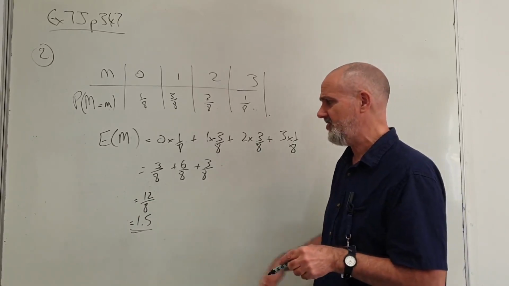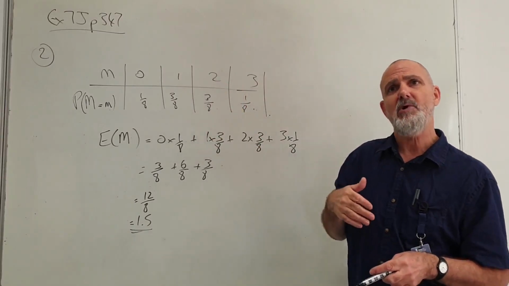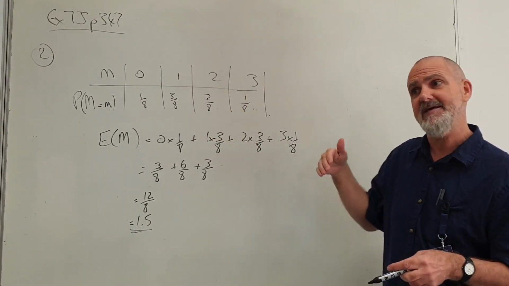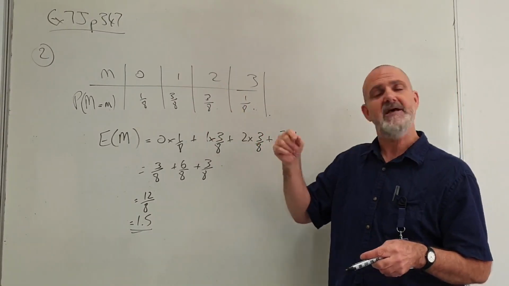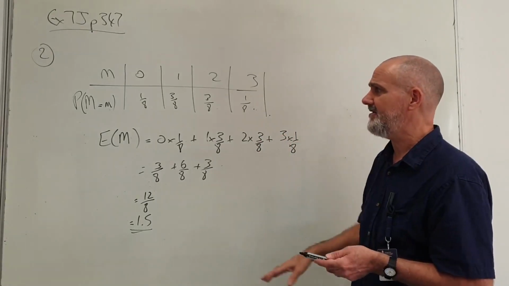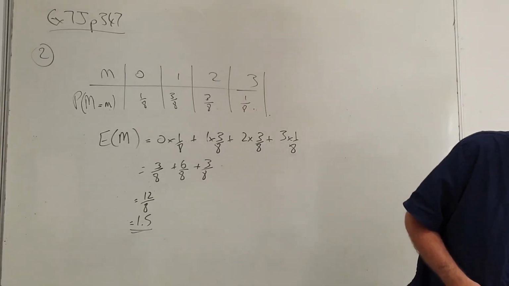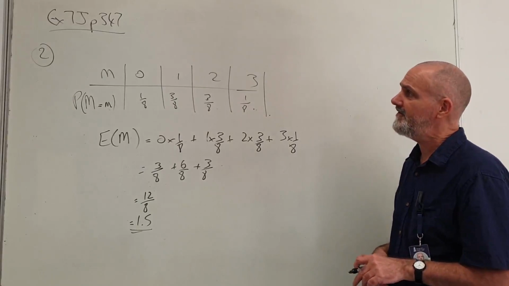But our expectation doesn't have to be one of the actual values, just as when we do the mean of a data set in statistics, the mean doesn't have to be one of the data values. It's often not one of the data values. So again, we're happy with that. So the expected number of males is 1.5.